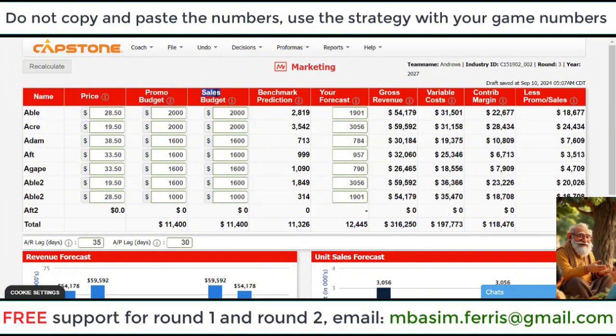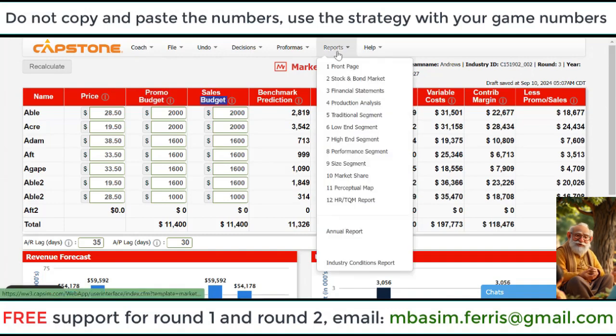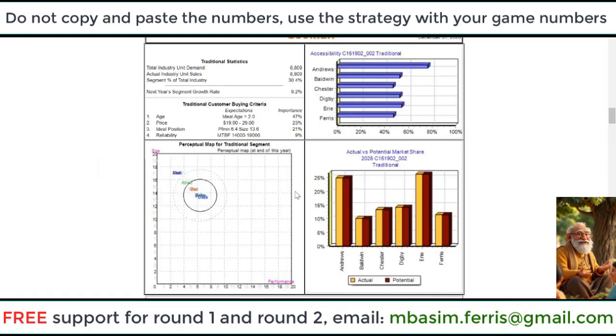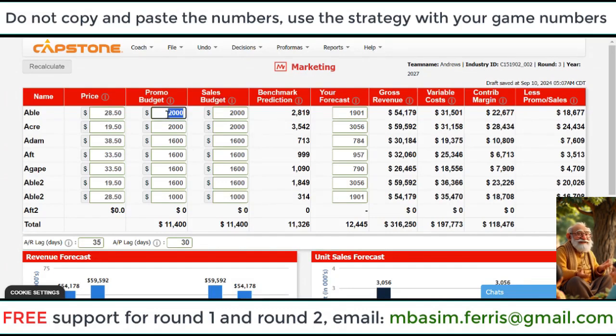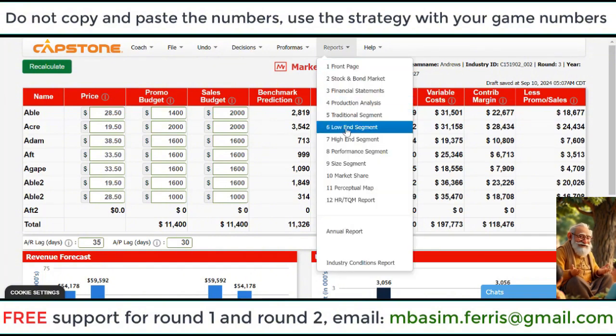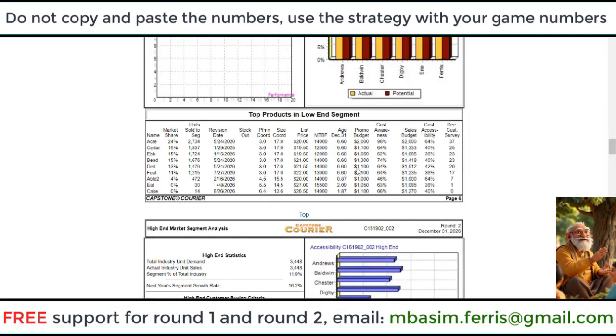Understand the industry conditions report, 0:30 to 2 o'clock. Before making any decisions, open the industry conditions report. It's the foundation of your early strategy. It shows expected growth rates, segment buying criteria, and ideal positioning for every product. Focus on the segments with the highest growth, often low-end, traditional, and high-end.